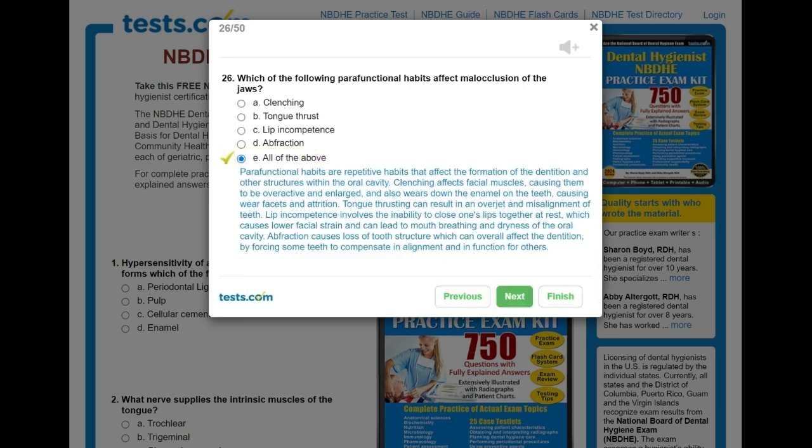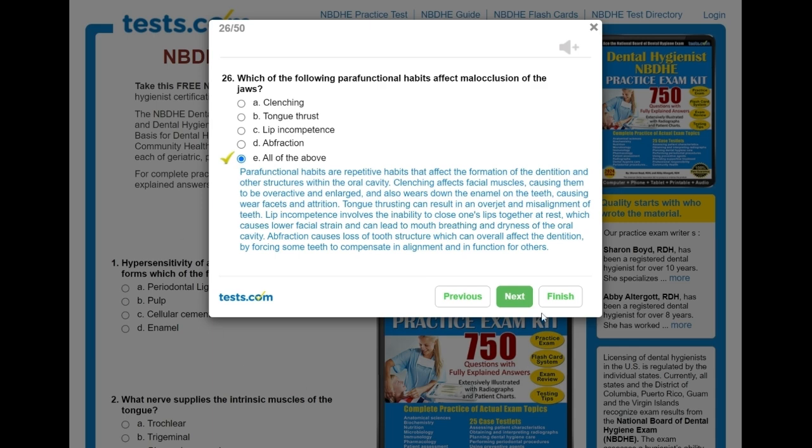Parafunctional habits are repetitive habits that affect the formation of the dentition and other structures within the oral cavity. Clenching affects facial muscles, causing them to be overactive and enlarged, and also wears down the enamel of the teeth, causing wear facets and attrition. Tongue thrusting can result in an overjet and misalignment of teeth. Lip incompetence involves the inability to close one's lips together at rest, which causes lower facial strain and can lead to mouth breathing and dryness of the oral cavity. Abfraction causes loss of tooth structure, which can overall affect the dentition by forcing some teeth to compensate in alignment and in function for others.